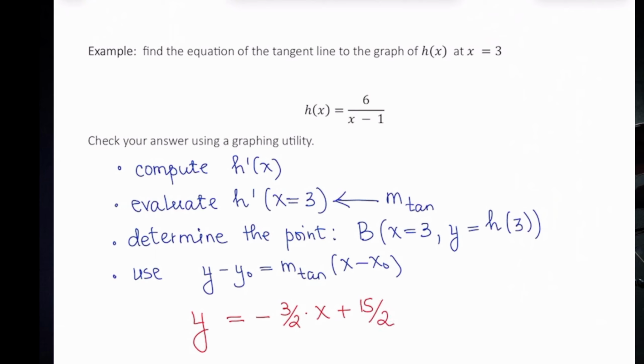That's going to be the equation of the line that's tangent to this graph at x equal to 3. Okay, we'll go ahead and stop right here.